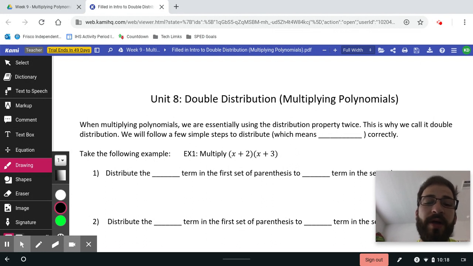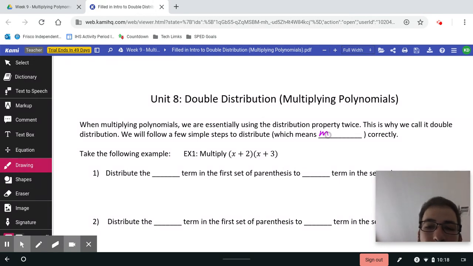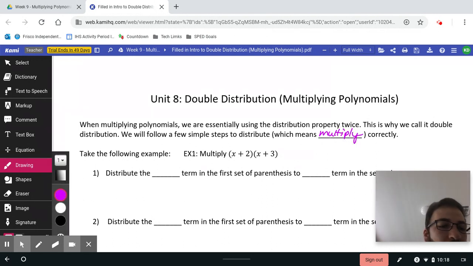So when multiplying polynomials, we are essentially using the distribution property twice. This is why we call it double distribution. We follow a few simple steps to distribute, which means multiply, correctly.